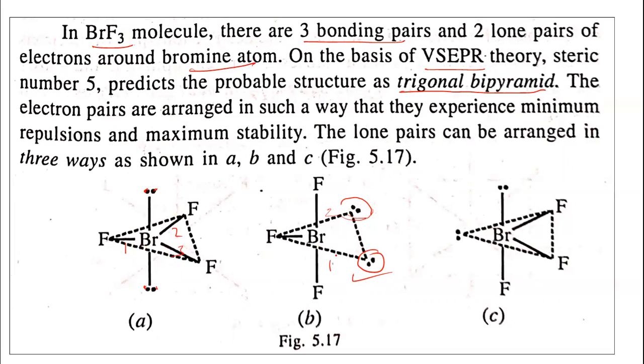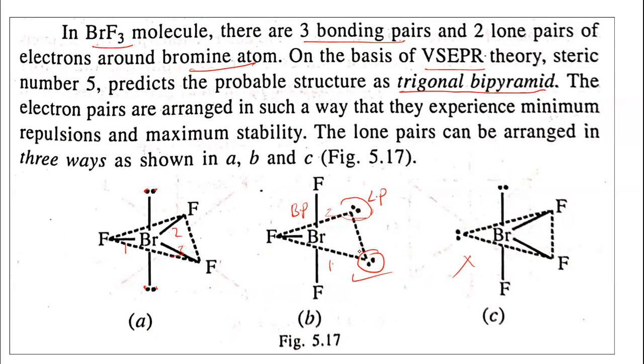Minimum repulsion between the lone pair and bond pair electrons. In this case also, one position is axial and one position is equatorial. It is not correct. So it means that structure B is correct. Due to the repulsion between these bond pair and lone pair electrons, the BrF bonds are distorted. Some distortion takes place here due to the presence of these 2 lone pair electrons.